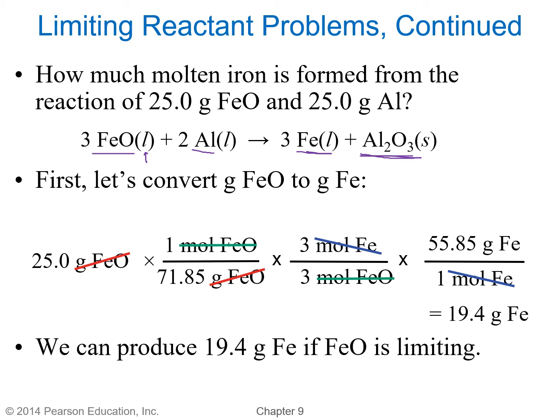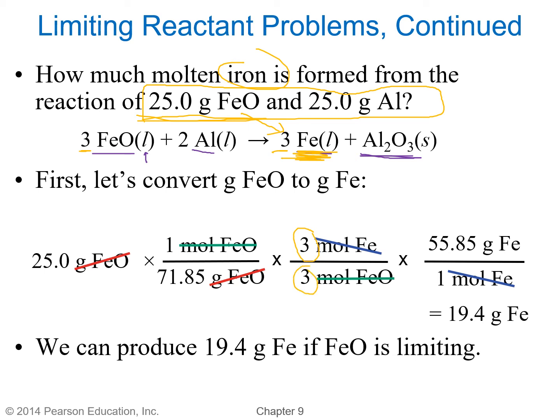So let's say we mix in a big old pot 25.0 grams of iron(II) oxide and 25.0 grams of aluminum. How much molten iron, so that is how much of this chemical here, are we going to get? So remember our steps. Our steps are to do each reactant separately and then compare them once you have the answers. So the first thing we're going to do is convert our 25 grams of iron(II) oxide to the product of interest, which we were told was iron. The molar ratio between iron(II) oxide and iron is 3 to 3. That's where these numbers come from, that 3 and that 3.